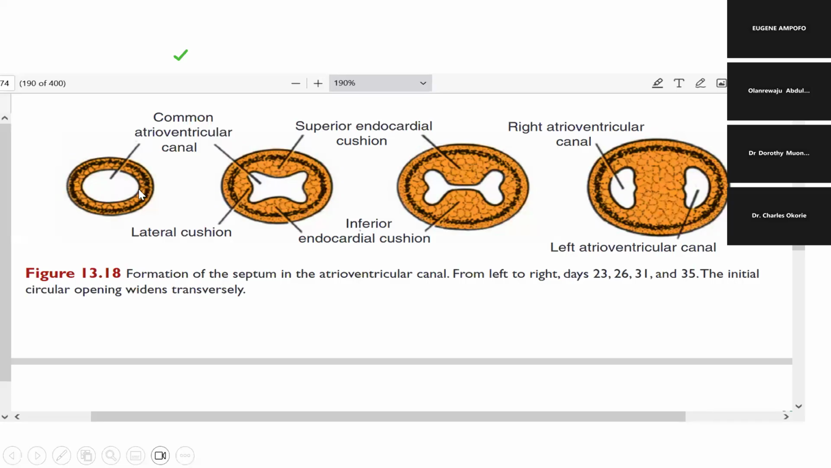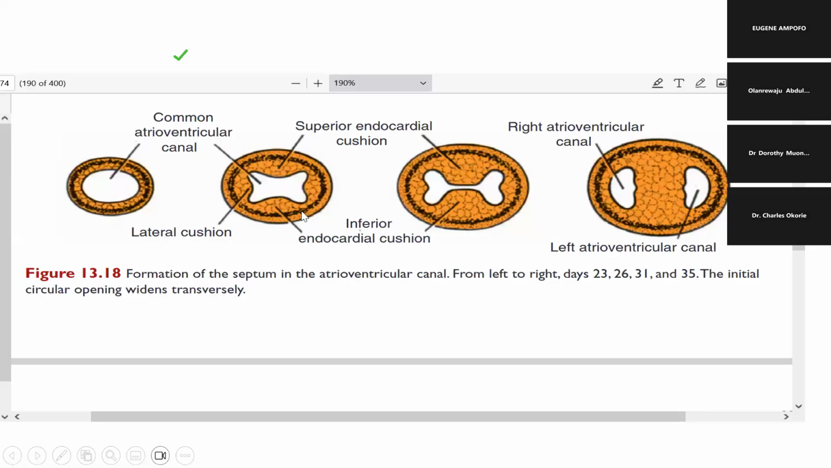You're audible now. So I said this particular figure has helped to explain or show the progression from the common atrioventricular canal to when it is being divided into the right atrioventricular and the left, where the superior endocardial and the inferior endocardial cushion. Looking at this particular one, you see that it is really round and it is a common atrioventricular canal. But on getting to this particular part, you see this lateral cushion here, and there's indentation of this canal. And we can also see the indentation that is being caused by the superior endocardium, and under the inferior part is also being indented by the inferior endocardial cushion.